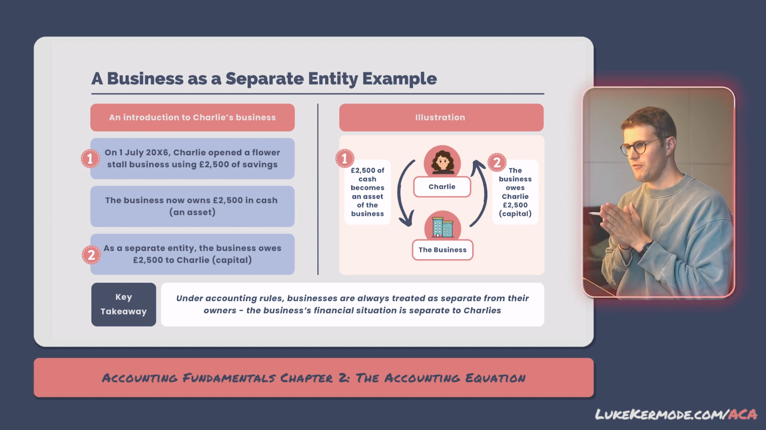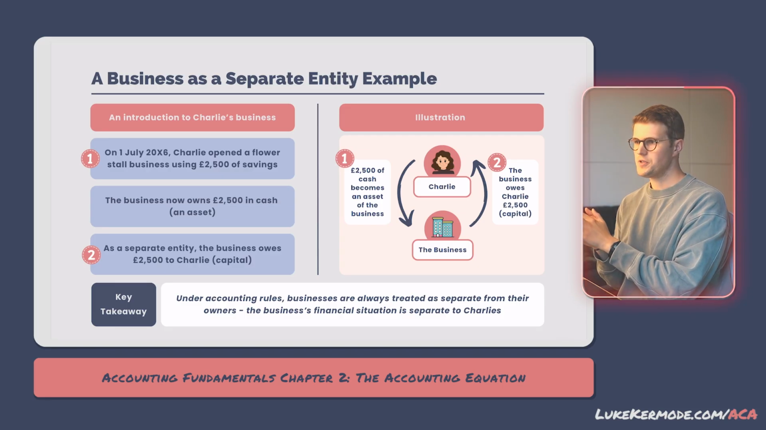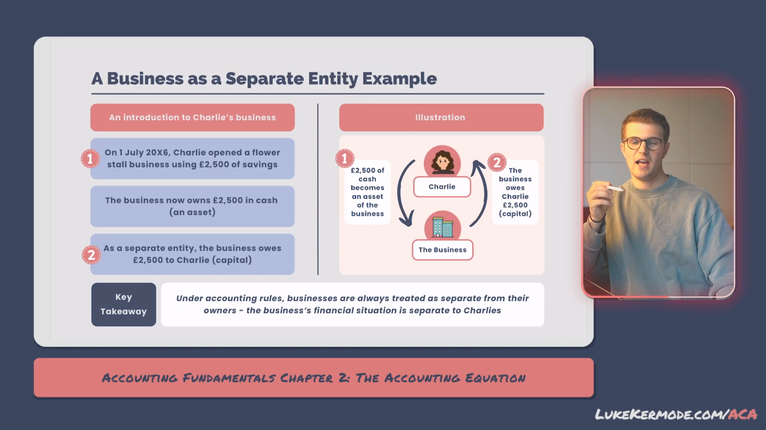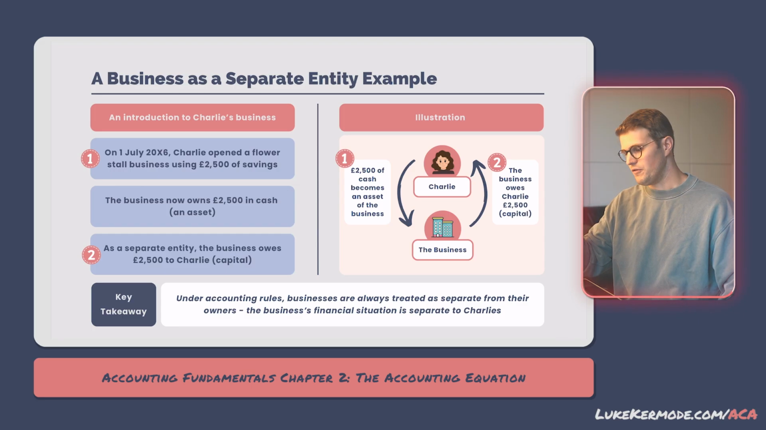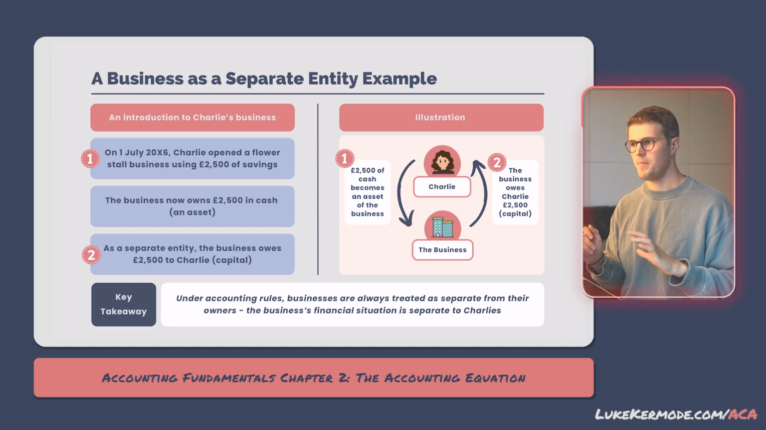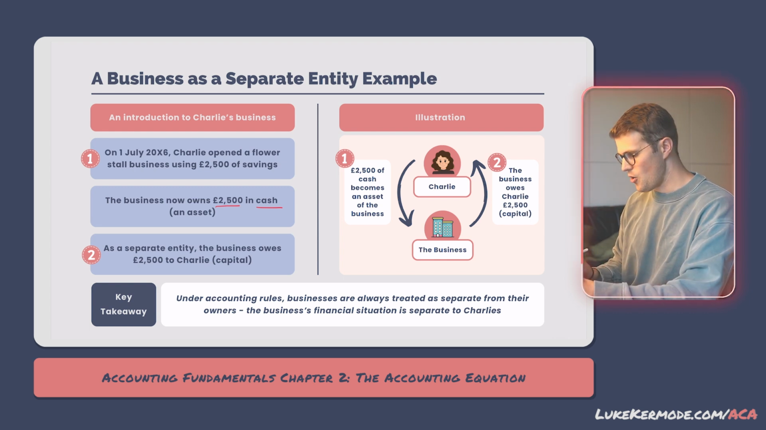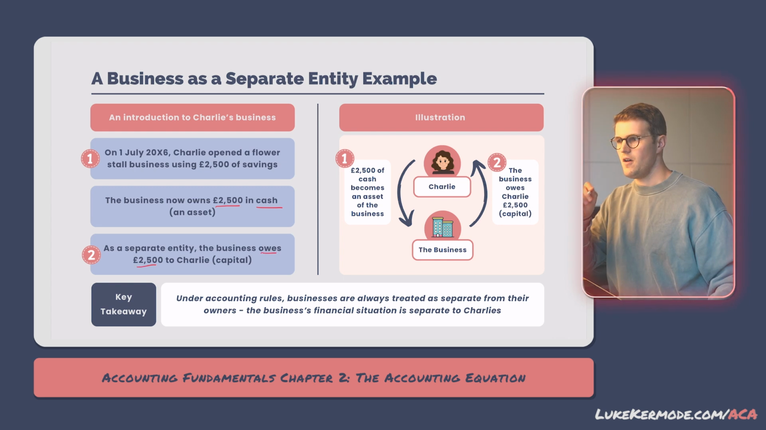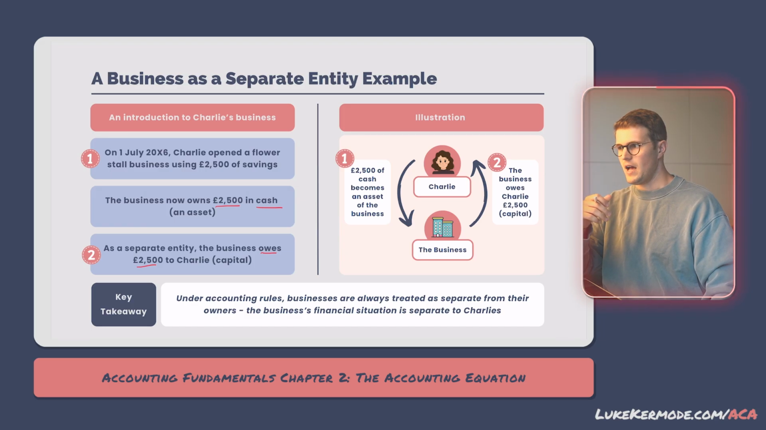So from an accountant's perspective, we should immediately begin thinking in terms of what the business owns and what it owes. From an accounting perspective, we think of the business as being its own separate entity with its own separate set of finances, which are completely independent of Charlie's own personal finances, regardless of how the business is treated under law. So with that in mind, we can say that the business now owns £2,500 worth of cash, which is an asset for the business, and the business owes £2,500 to Charlie. This is recorded in the financial statement as capital, not a liability, as it's claimed by Charlie, who's the owner, on the business's assets.